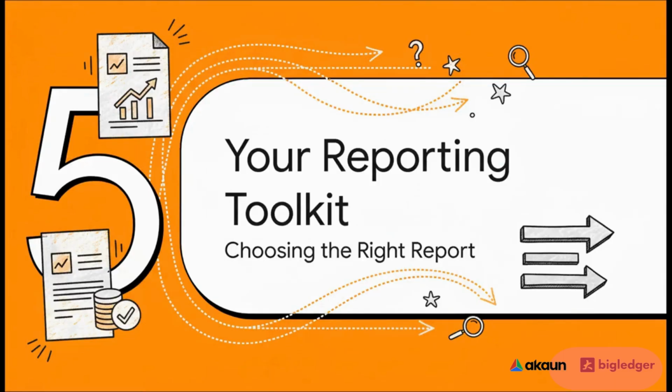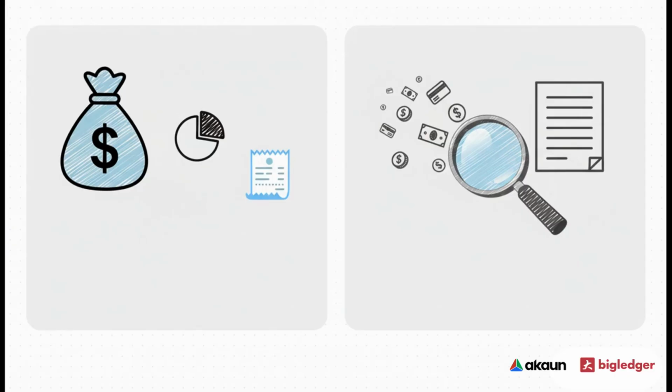So now that we've seen both of these really powerful reports, let's just put them side by side. I want to make it absolutely crystal clear when you should be using each one. So here's the bottom line. You use the Z Report for your high-level summary. It tells you what you collected. But when you need to dig in and figure out how you collected it, or find out which specific transactions are involved, that's when you need to drill down with the Cashier Collection Report.